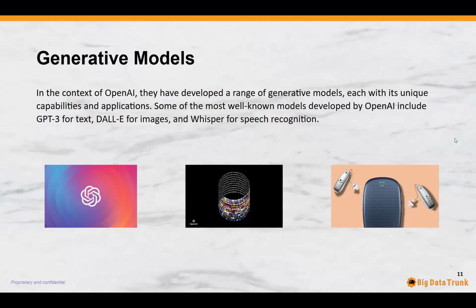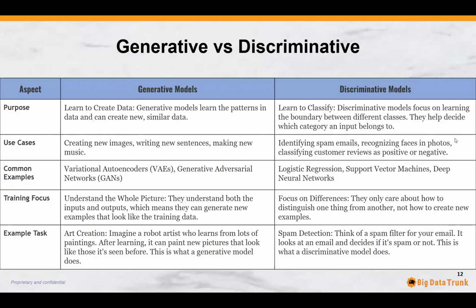models. Now, okay, there's something called discriminative as well. I'd like to first go there. Now, there are two types. We have generative and we have discriminative. What are generative models? They learn to create data. Generative models actually learn the patterns in the data and they can create new similar ones.